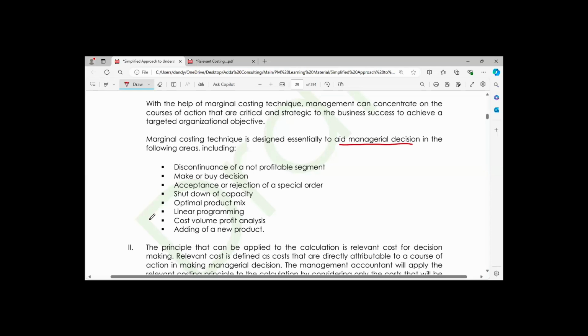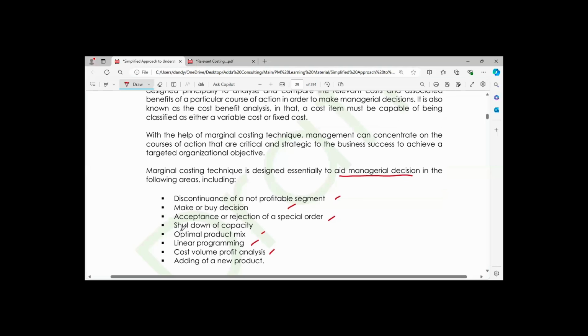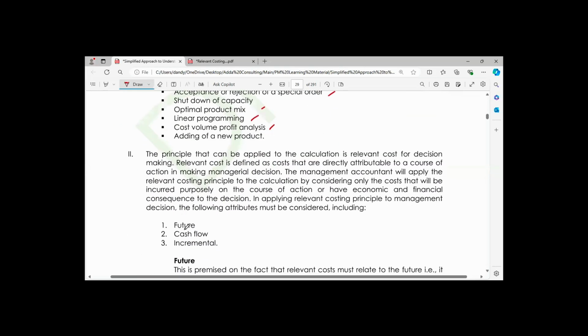So the next topic we are going after relevant costing will be short-term decision. Under short-term decision, we are going to talk about deleting of a segment, make or buy, acceptance or shutdown of capacity, all of that. Optimal product mix is a topic on its own. Linear programming is a topic on its own. Cost volume profit analysis, all these are topics on their own. So you see the way I just explained to you, for you to be able to earn your full 10 marks, you must be able to demonstrate your skills in this area.